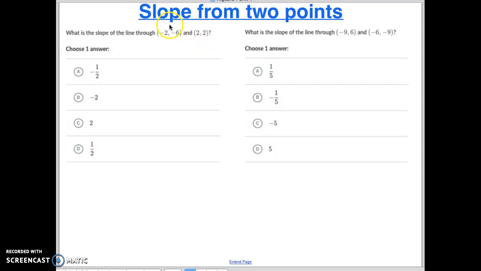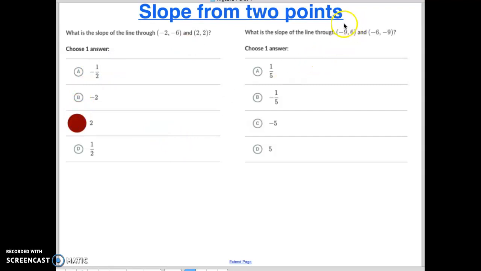So how did the y-coordinates change? It went from negative 6 to positive 2. Well, negative 6 to positive 2 is a change of 8. It went up 8. The change in our x-coordinate went from negative 2 to positive 2. So going from negative 2 to positive 2 is going up 4. So 8 over 4 could simplify to 2. 8 divided by 4 is 2.